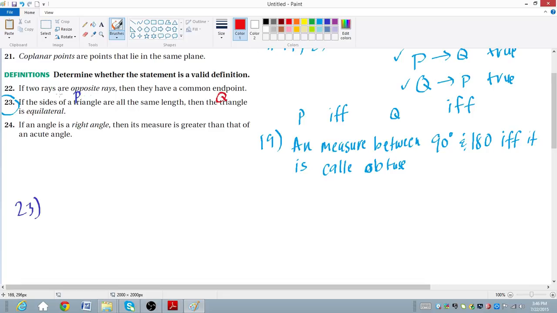So let's read. If the sides of a triangle are all the same length, then the triangle is equilateral. That is true, so we check that. Now let's check Q then P. If the triangle is equilateral, then the sides of a triangle are all the same length. That is true too. So this is a good definition because I can write an if and only if statement. So you're going to determine if it's a good definition or if it's not.